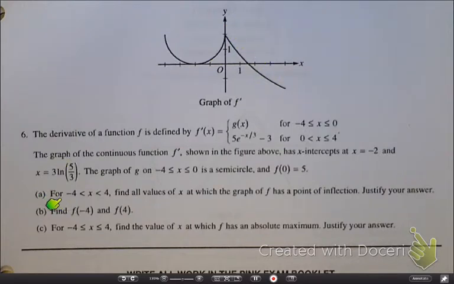Question number 1 says, in this interval from -4 to 4, find all values of x at which the graph of f has a point of inflection and justify your answer. Take 2 minutes. Try and talk about what the answer to that is.